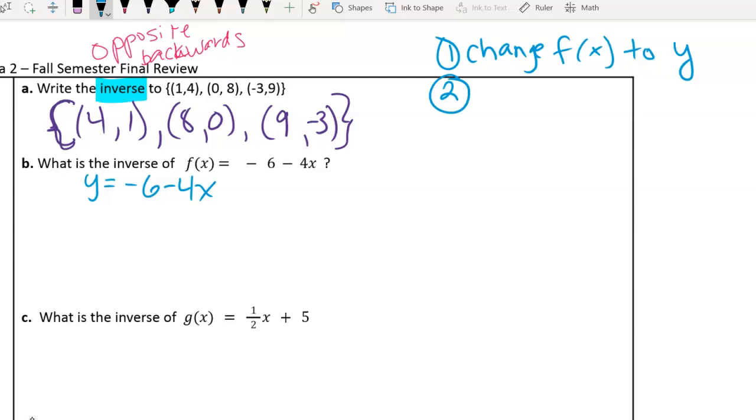Our step 2 is to swap x and y. So what that looks like for our solving over here, instead of saying y, we're going to put x, and instead of x, we'll put y.